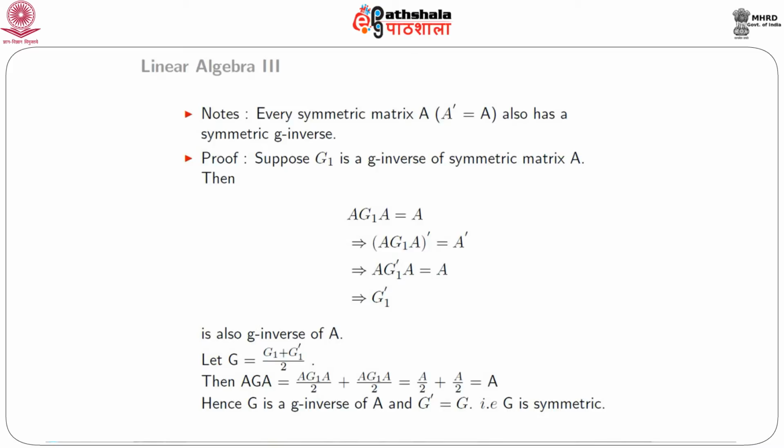Proof: suppose G1 is a G inverse of a symmetric matrix A, then we work with G1 transpose, which is also shown to be a G inverse of A. Define G equal to the average of G1 and G1 transpose, then G also satisfies the condition AGA equals A. Thus, G is a G inverse of A, and by construction G is symmetric.